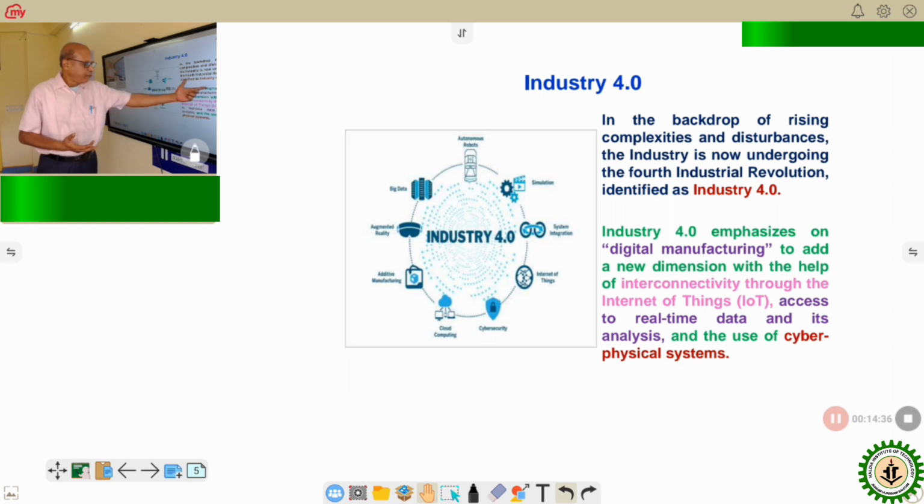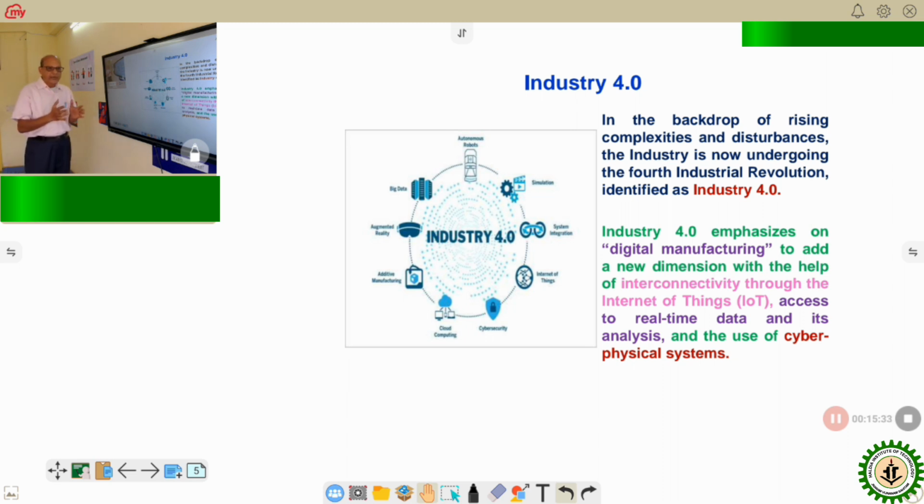What does it include? Industry 4.0 emphasizes digital manufacturing, which adds a new dimension with the help of interconnectivity through the Internet of Things, access to real-time data and its analysis, and the use of cyber physical systems. So for machinery and product, there must be scope for installation of different IoT devices and sensors for data acquisition. Real-time data will be acquired by the sensors and passed to the IoT devices, because IoT devices require some sort of microcontroller, which is responsible for initial processing, what we call filtering and pre-processing, so that the data can be made available for transmission over the computer network to a cyber world.